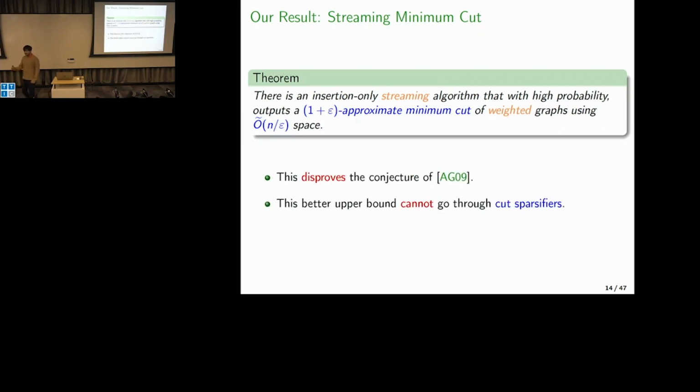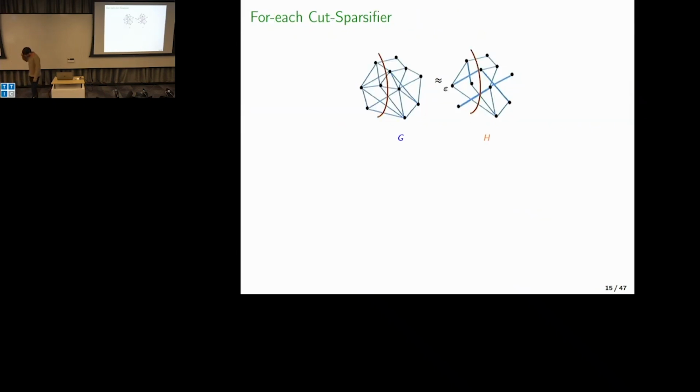And note that this stronger sort of upper bound cannot go through cut sparsifiers because they have a barrier of n over epsilon square. And the idea here is that we just need to preserve one cut. We don't need to preserve all cuts, right? So maybe preserving one cut is easier. And this brings me to an object called a for-each cut sparsifier.